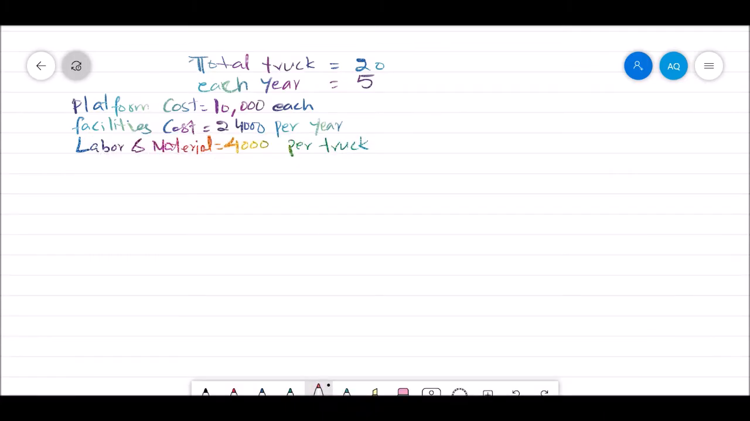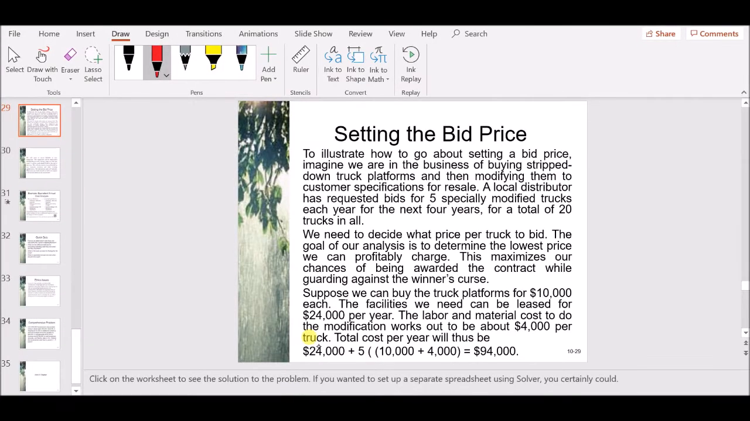So we have to calculate the total cost per year. So we know this is yearly cost 24,000 plus we have cost for each truck. So we have total of 5 trucks. They have 4,000 of labor and material cost for each and 10,000 platform cost. So total is 14,000. We multiply it with 5, 70,000. 70,000 plus 24,000 in total will be 94,000. So these are our total cost for a year. What else?